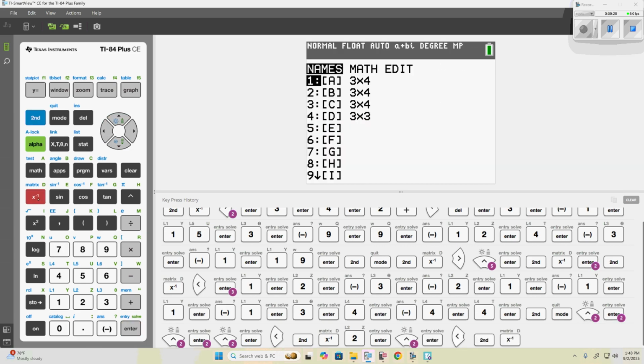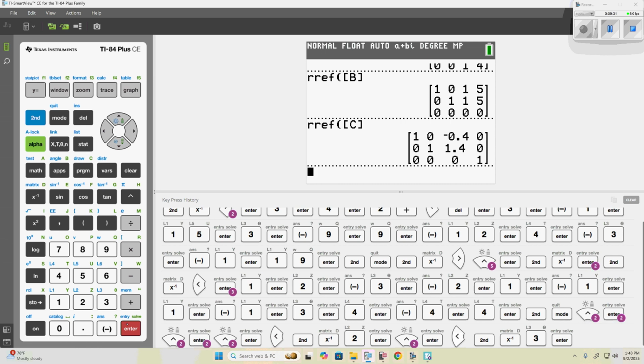I'm going to change it from B to C. If we look at that bottom row, we've got 3 zeros and a 1. That's telling us 0 is equal to 1, that is no solution. That's a false statement. So if we get the bottom row, all zeros and a 1, that is no solution. We are done. Questions on this here?